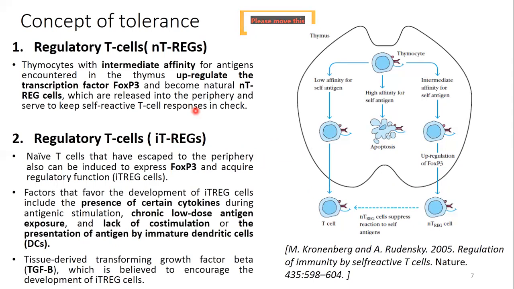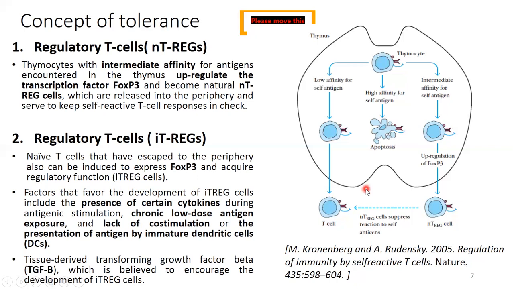We have another class of regulatory T cells, but they are produced in the periphery, not in the thymus. They are called induced. Some naive T cells that have escaped to the periphery can also be induced to express FOXP3 and acquire their regulatory function.